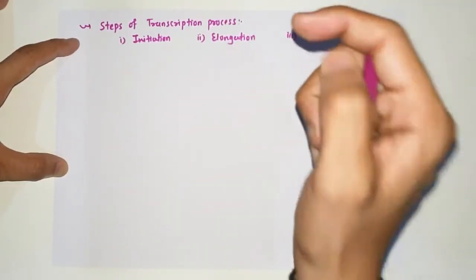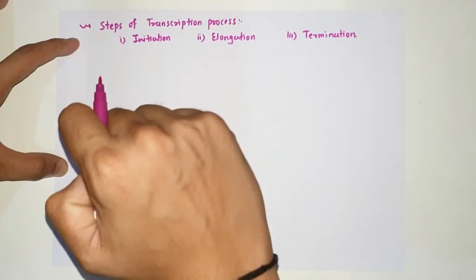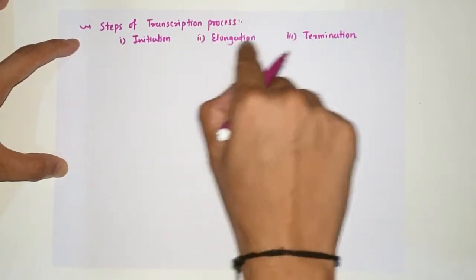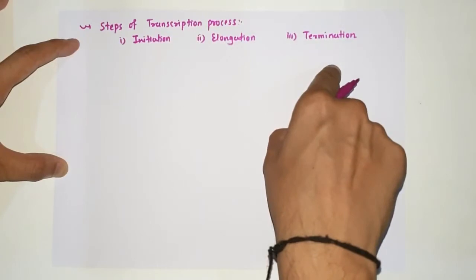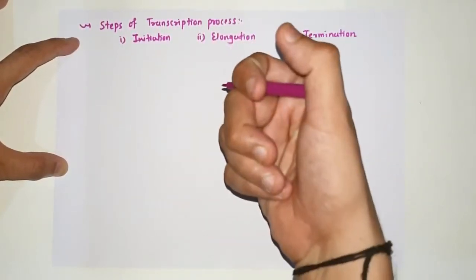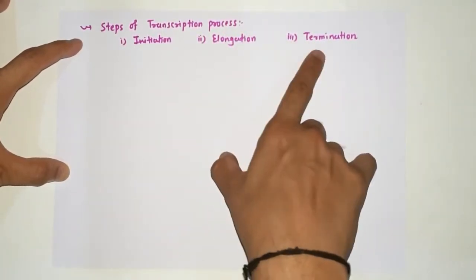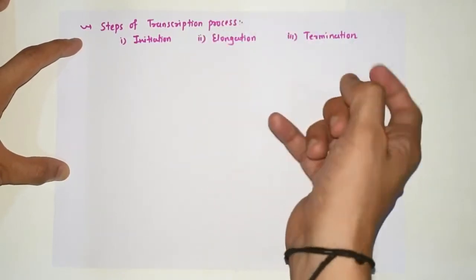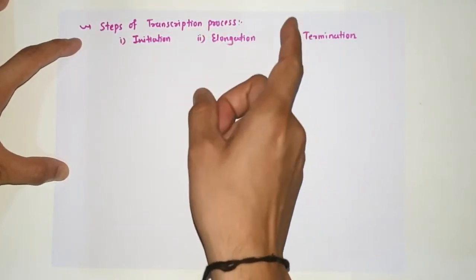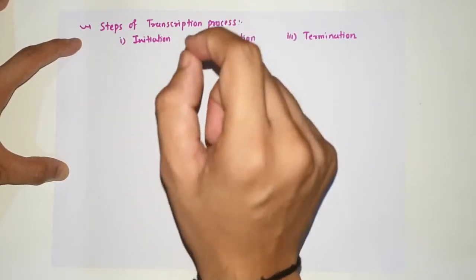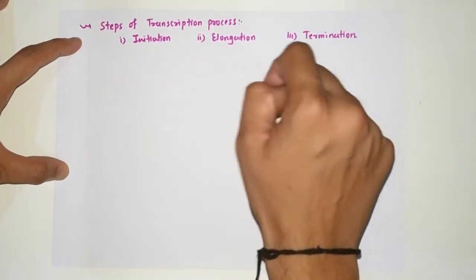So here the one question arises, how are all the 3 steps carried out by a single enzyme? The main function of the enzyme is elongation and causing the unwinding of the DNA helix. But for the initiation and termination, some other factors are required by RNA polymerase, and those factors responsible for initiation and termination are sigma factor and rho factor respectively. That means when the RNA polymerase binds with sigma factor, then it causes the initiation of transcription process. And when the RNA polymerase binds with the rho factor, that is termination factor, then it causes the termination process.